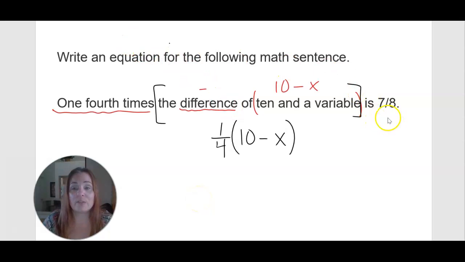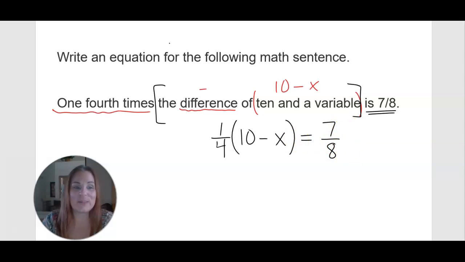Then the rest of the sentence says is 7/8. When you see the word is, that's your cue for an equal sign. And then 7/8. That's it. Okay, done. That's the equation that matches that. We have 1/4 times the difference of 10 and a variable is 7/8.